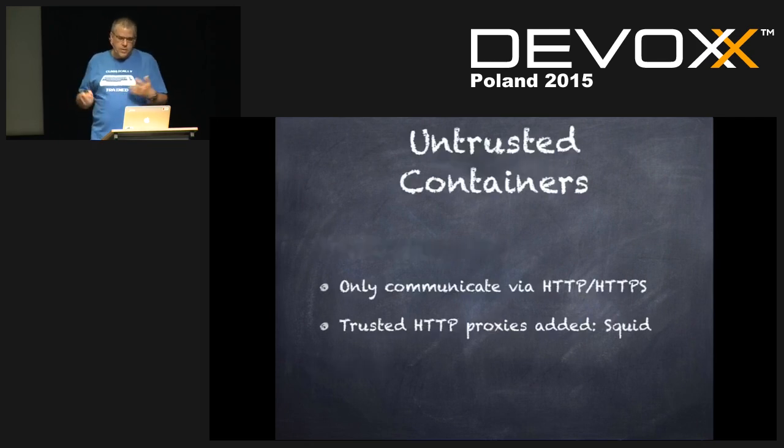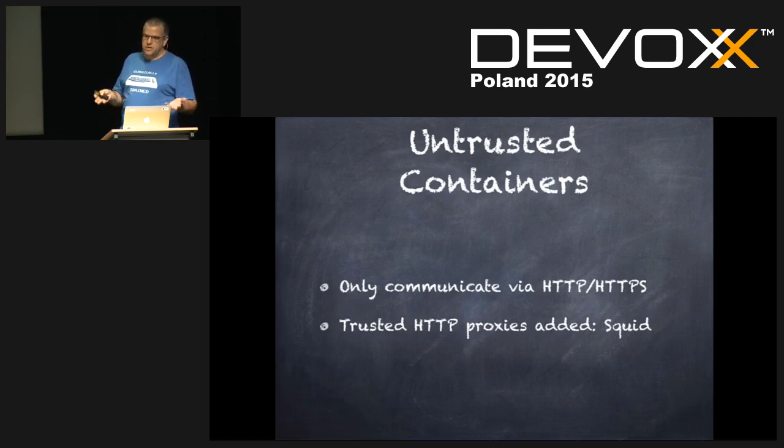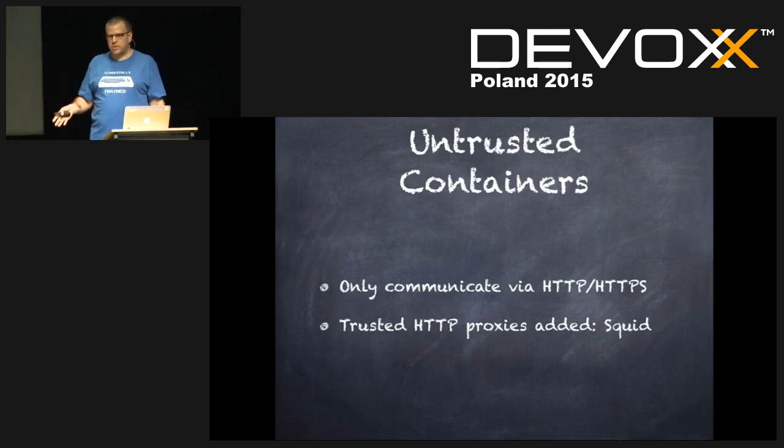So the untrusted code in the containers can only communicate via HTTP or HTTPS through a SQUID proxy. The SQUID proxy is trusted to route HTTP traffic the right way. And once again, SQUID can be tuned to disallow access to certain resources, disallow access to certain IP addresses, etc.